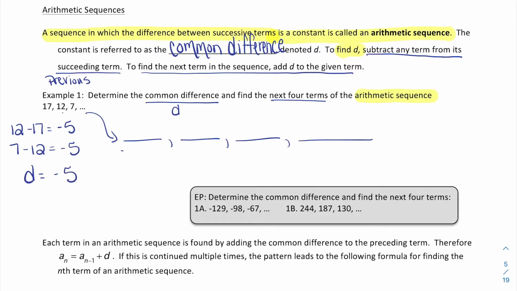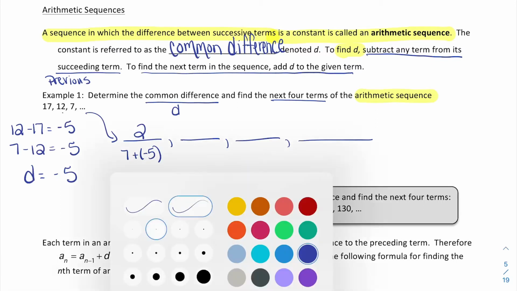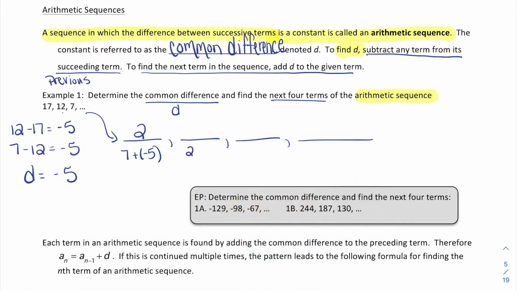So we would take 7 plus a negative 5, which is 2. So that's really 7 minus 5. And then we would take 2 plus a negative 5, which is really 2 minus 5. So we're just subtracting 5. Negative 3, then negative 3 minus 5 is negative 8. Negative 8 minus 5 is negative 13.